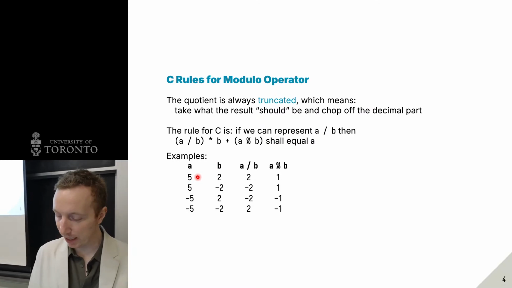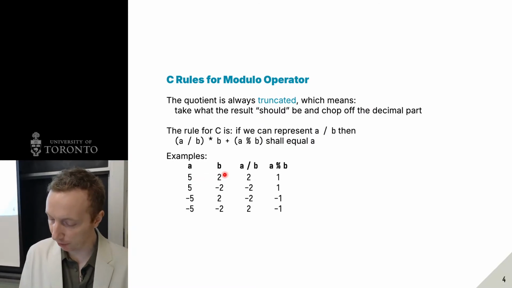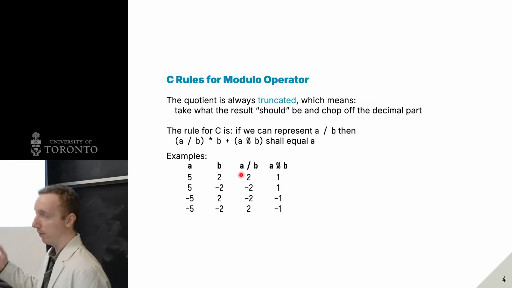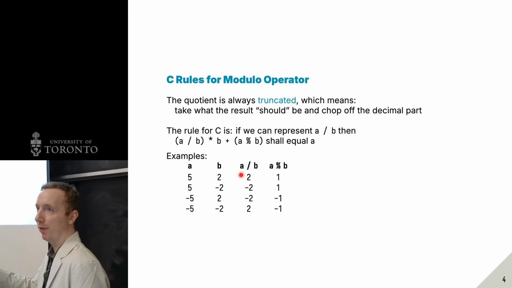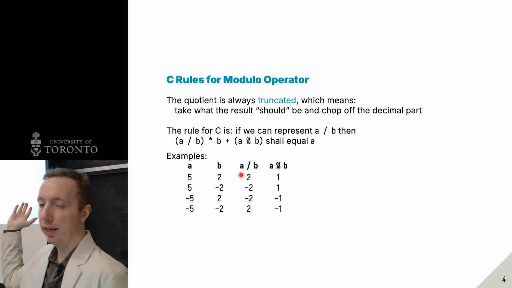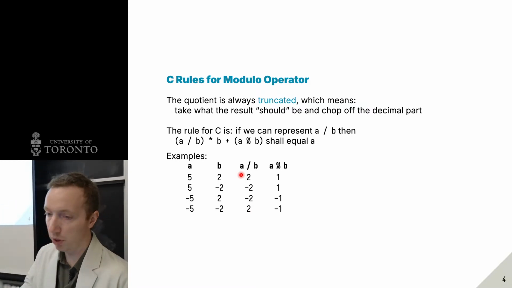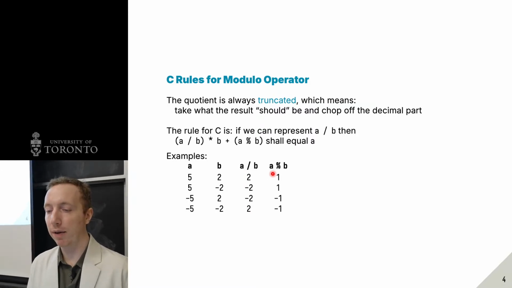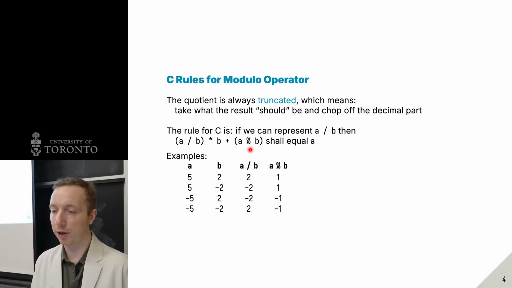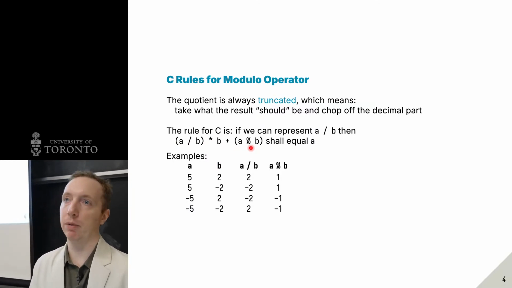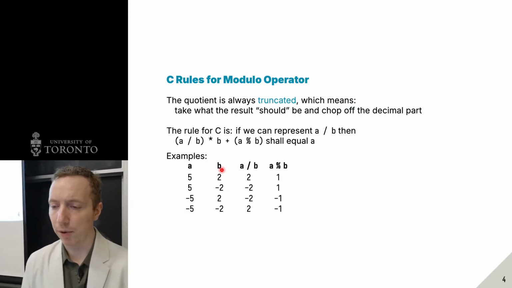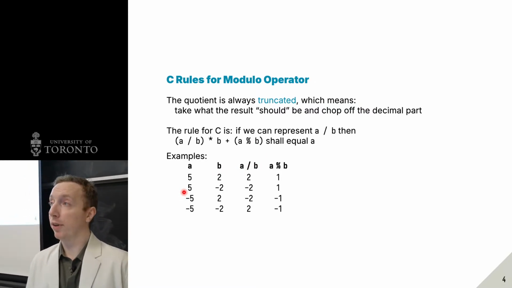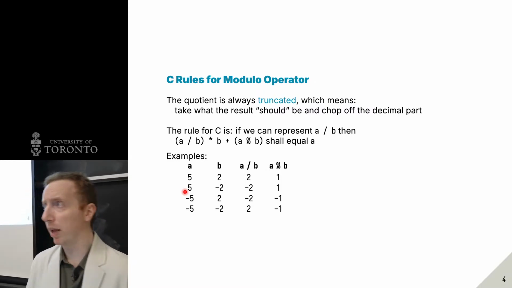So if A is 5 and B is 2, if I do A divide B, well, the proper answer is 2.5, but since division in C with ints is truncated, the answer is just 2. So the answer is 2, and then for this equation, if I do 2 times B, that's 4. That means my remainder must be 1 in order for this equation to hold and make sense. So it gets a bit weird once the numbers have a negative in them.